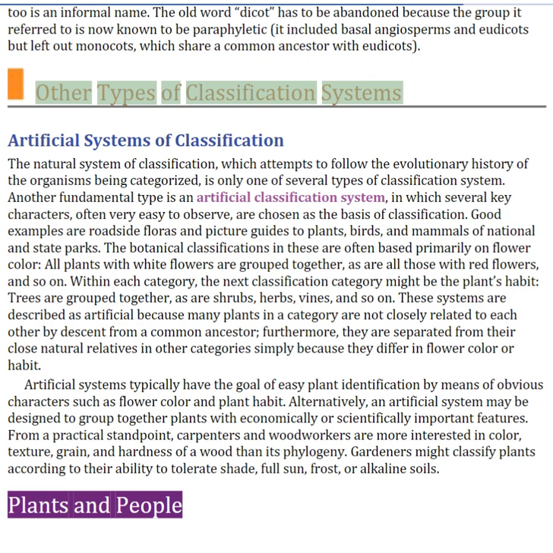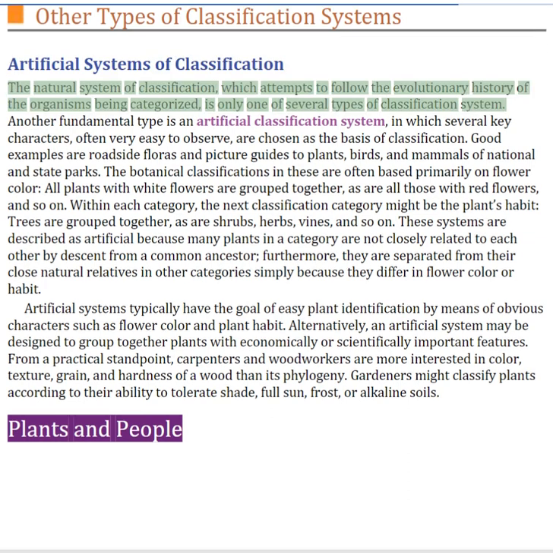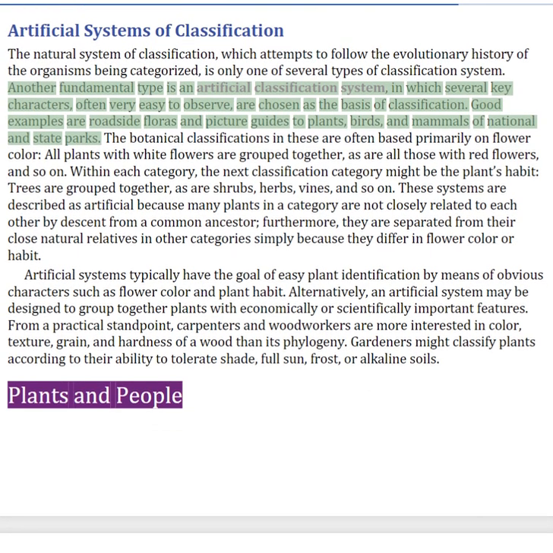Other types of classification systems. Artificial systems of classification. The natural system of classification, which attempts to follow the evolutionary history of the organisms being categorized, is only one of several types of classification system. Another fundamental type is an artificial classification system, in which several key characters, often very easy to observe, are chosen as the basis of classification. Good examples are roadside floras and picture guides to plants, birds, and mammals of national and state parks.